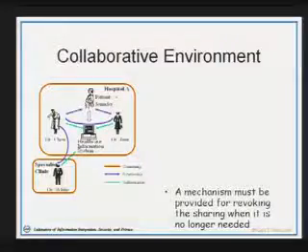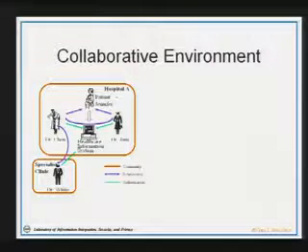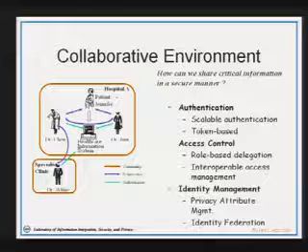Once you delegate your privilege to others, you need a mechanism which allows us to revoke the sharing privilege. A mechanism must be provided for revoking the sharing when it is no longer needed. So these are the issues. Then how can we solve it? Before that, here is the problem statement: how can we share critical information in a secure manner?